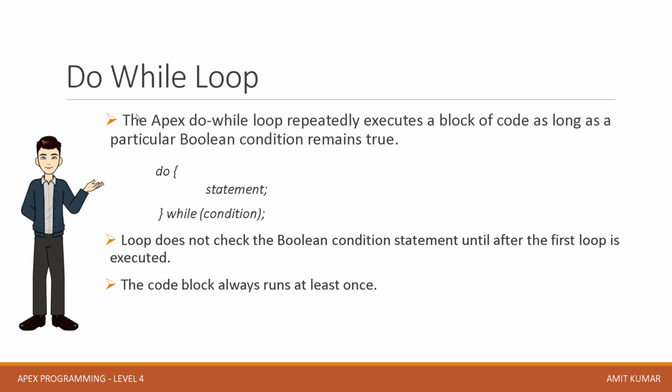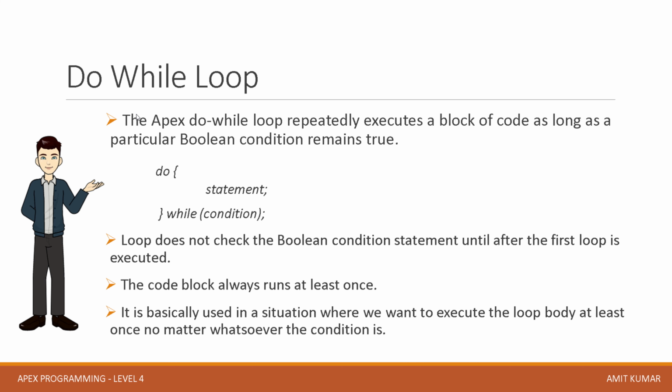The code block always runs at least once. It is basically used in a situation where we want to execute the loop body at least once, no matter whatsoever the condition is. It's not like the syntax is the only difference between a while and a do-while loop.